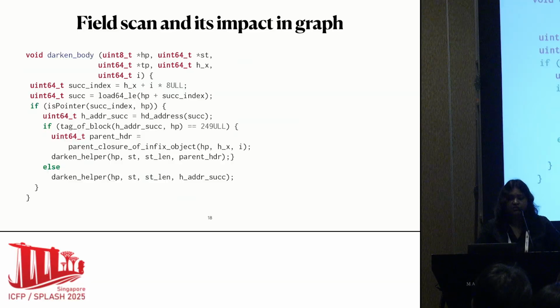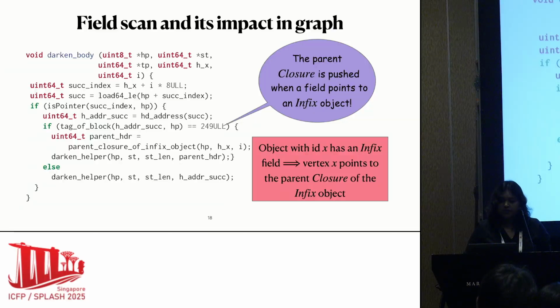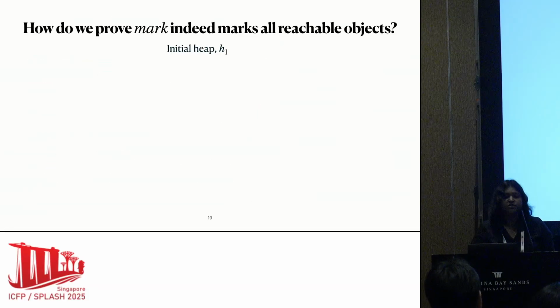Now, after constructing an object like that, we need to scan its fields. The mark has to scan its fields, right? While scanning, as I already said, if it encounters a field that points to an infix object, it has to make the pointee the parent closure object instead of that infix object. And if it points to a non-infix object, the pointee is the object itself. So like that, we need to do the graph construction accordingly. If we do this, we can indeed prove that mark marks all reachable objects. So this is the way.